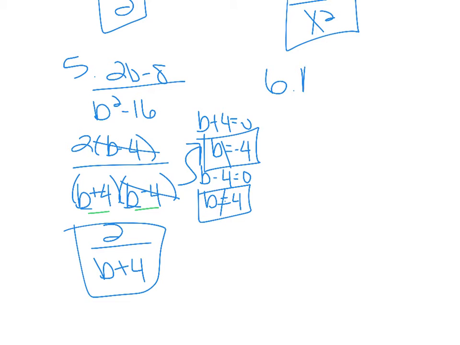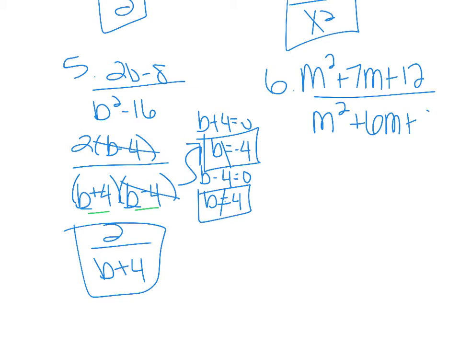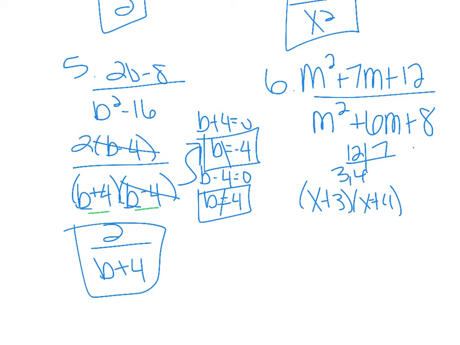Let's say we have m squared plus 7m plus 12 over m squared plus 6m plus 8. Okay, to factor both of these, we're going to have to look for factors of c that add to b. So in my numerator, I'm going to look for factors of 12 that add to 7, which would be 3 and 4. So we've got x plus 3 times x plus 4. In my denominator, I'm looking for factors of 8 that add to 6. It would be 2 and 4. So we've got x plus 2, x plus 4.